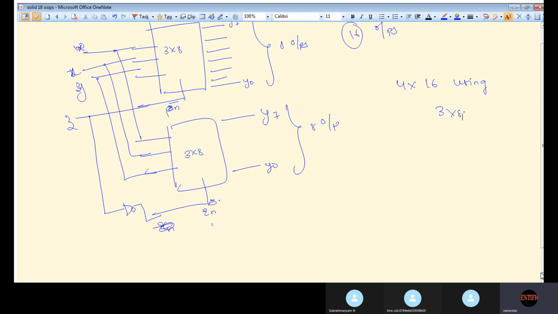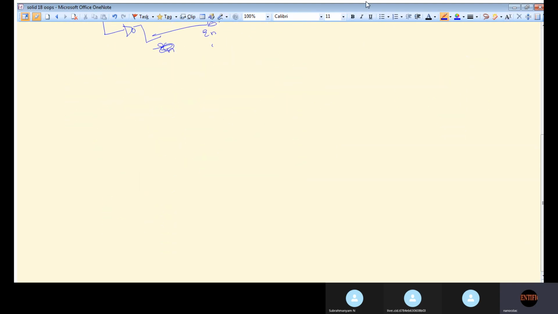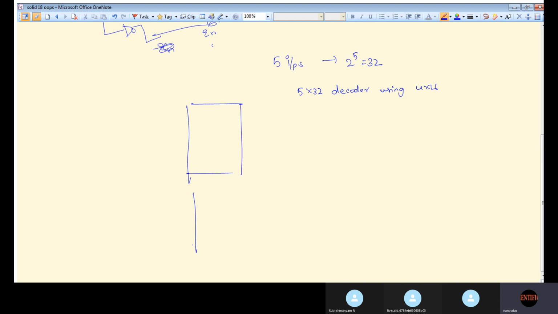అలానే నేను ఇంకొకటి చూపిస్తాను చూడండి. 5x32 decoder, 5 inputs ఉంటే how many outputs will be there? 2 power 5 will be equal to 32 కదా. 5 by 32 decoder using 4 by 16 చేయాలి అని అంటే మీకు ఎక్కడైనా అర్థం కాకపోతే ఆపండి అమ్మా. So you can ask me, నేను కొంచెం ఫాస్ట్గా వెళ్తున్నాను.